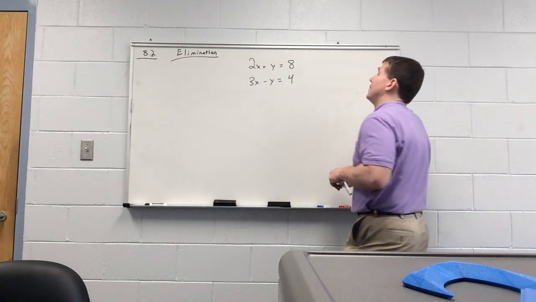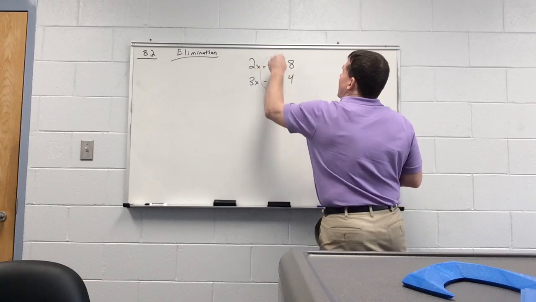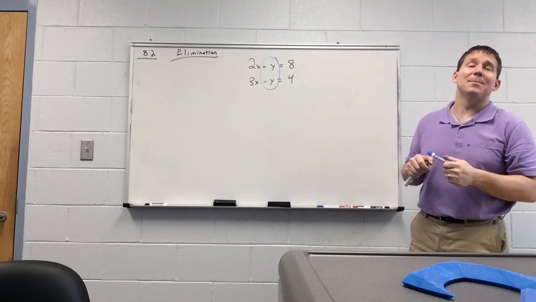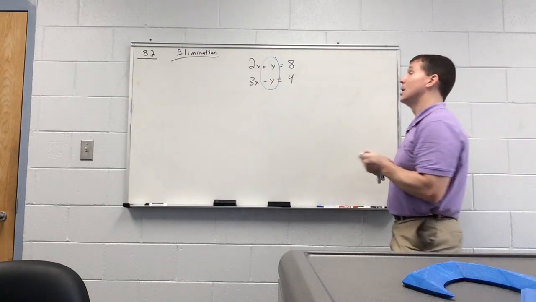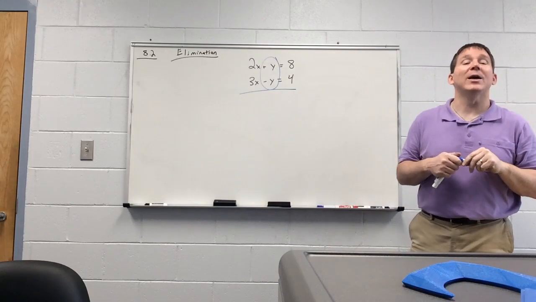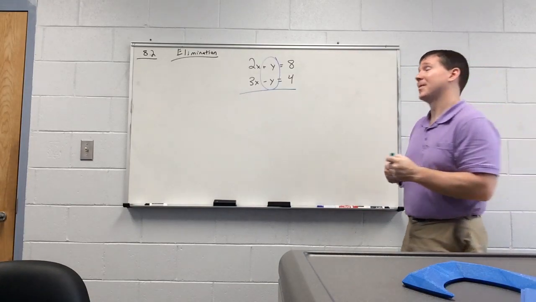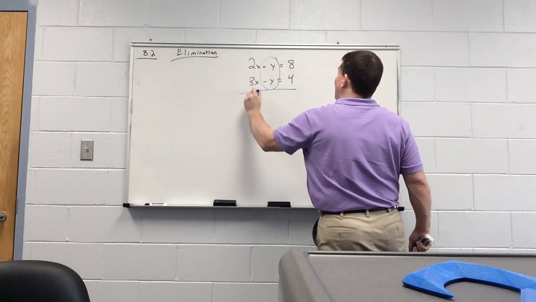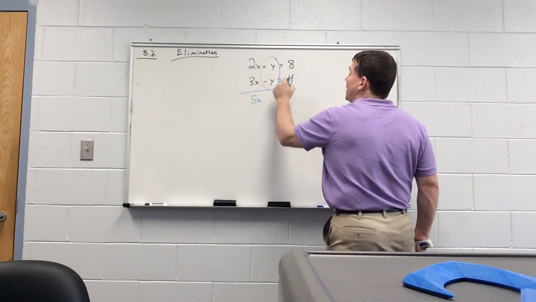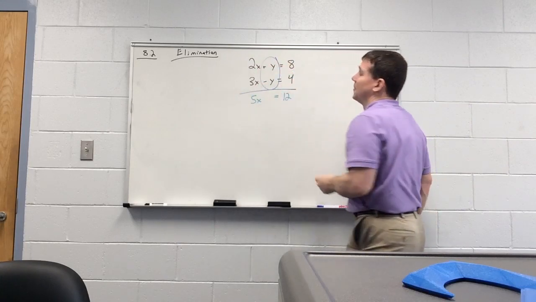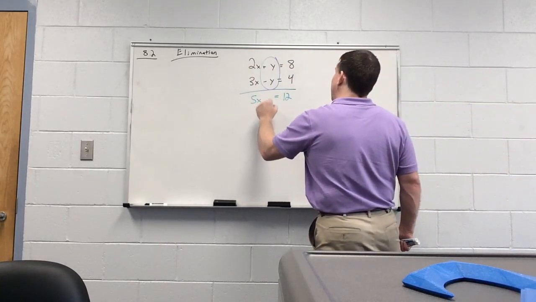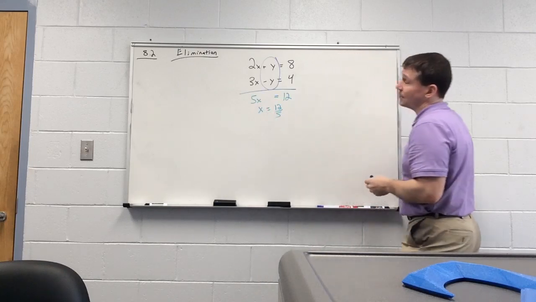In this case, that's a positive y, that's a negative y. They're the same, they're just opposite in sign, plus and minus 1. So, what I do for elimination is, I combine the two equations together. Add them. 2x plus 3x is 5x. Y minus y is 0, so it disappears. 8 plus 4 is 12. And now I can immediately solve for x. X is 12 over 5.